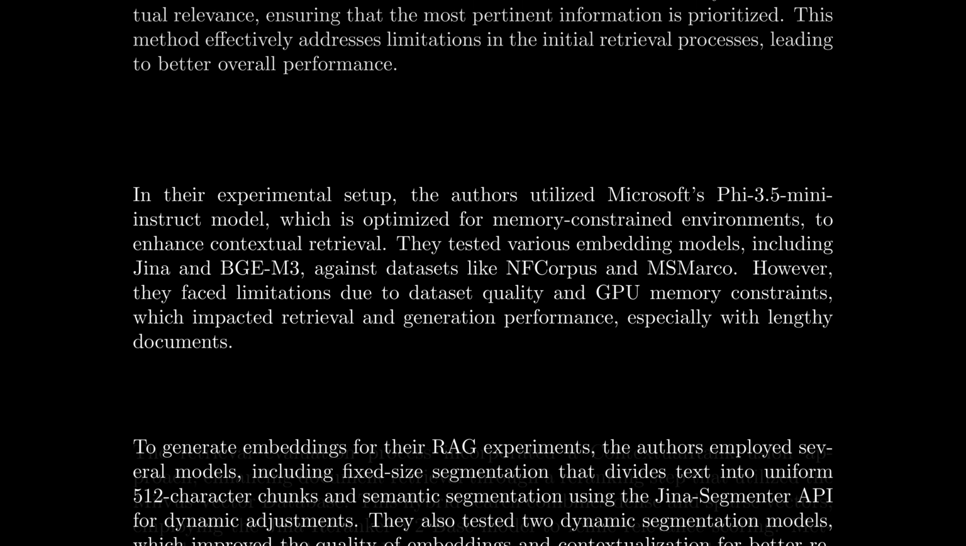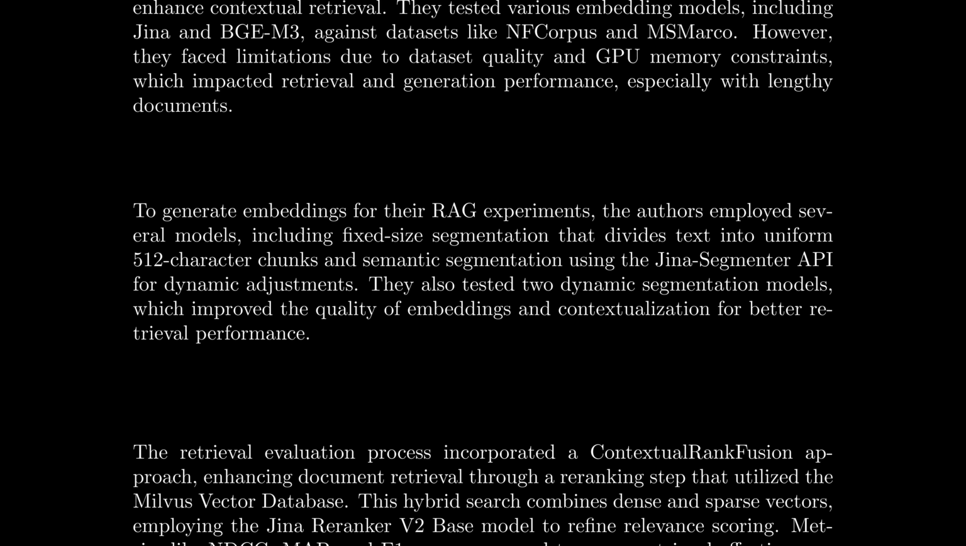To generate embeddings for their RAG experiments, the authors employed several models, including fixed-size segmentation that divides text into uniform 512-character chunks and semantic segmentation using the Jina Segmenter API for dynamic adjustments. They also tested 2 dynamic segmentation models, which improved the quality of embeddings and contextualization for better retrieval performance.